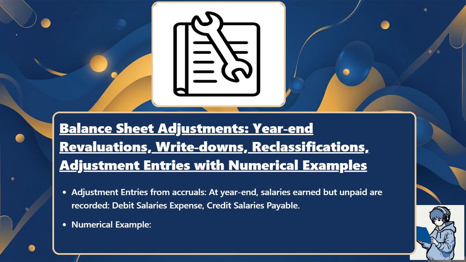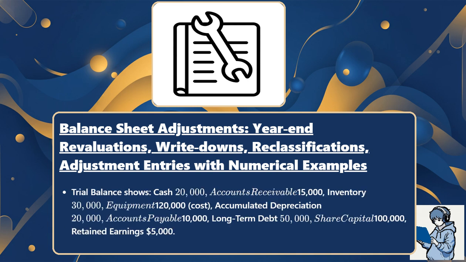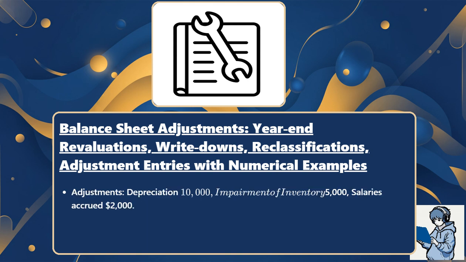Numerical example. Trial balance shows cash $20,000, accounts receivable $15,000, inventory $30,000, equipment $120,000 cost, accumulated depreciation $20,000, accounts payable $10,000, long-term debt $50,000, share capital $100,000, retained earnings $5,000. Adjustments: depreciation $10,000, impairment of inventory $5,000, salaries accrued $2,000.